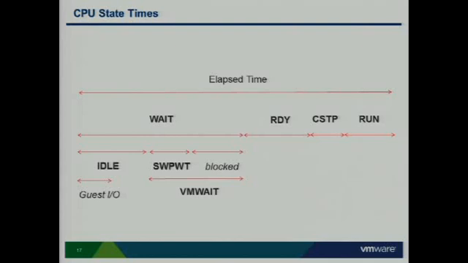Then the VM wait counter, which I briefly talked about, is a new counter introduced in ESX 5.0. It is a combination of the swap wait time and the block time. So that's what the VM wait is.